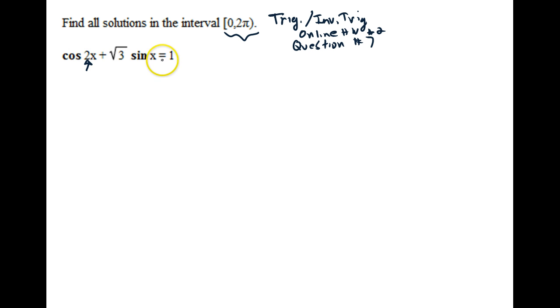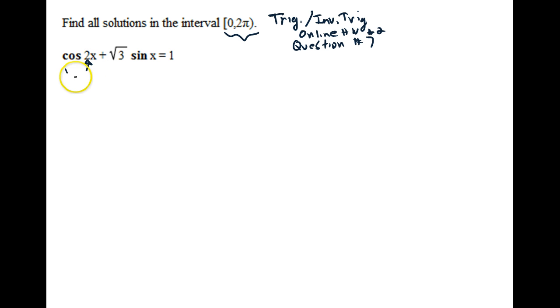Okay, this is from the inverse trig section from the online homework number 2, and it is, I believe, question number 7. It asks us to find all the solutions in the interval 0 to 2 pi for this equation. But notice that the cosine has a 2x and the sine has an x.